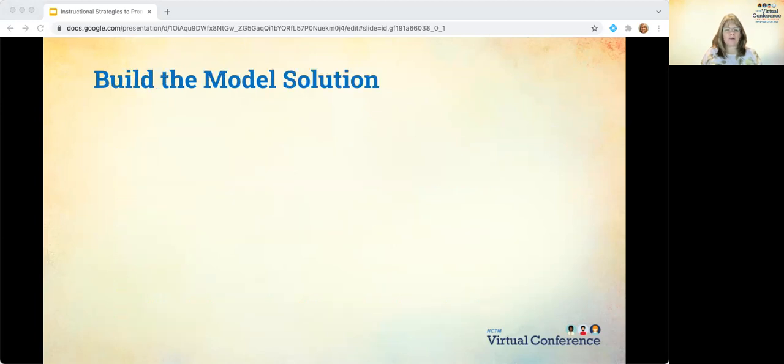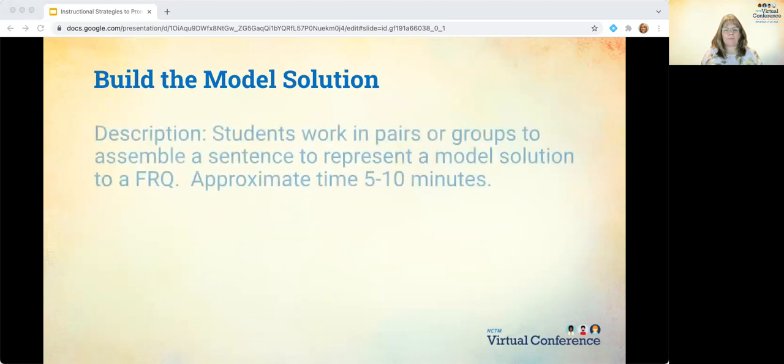Our next strategy that we're going to talk about is building the model solution. For building the model solution, students work in pairs or groups to assemble a sentence to represent a model solution to a free response question. This should be really quick, taking about 5 to 10 minutes to do. And here's the way this works.